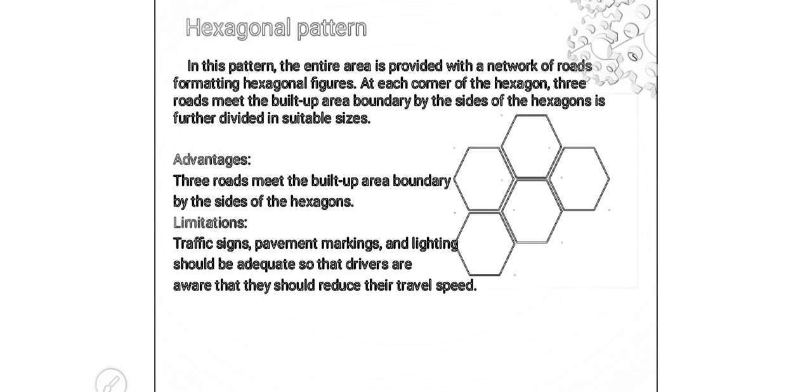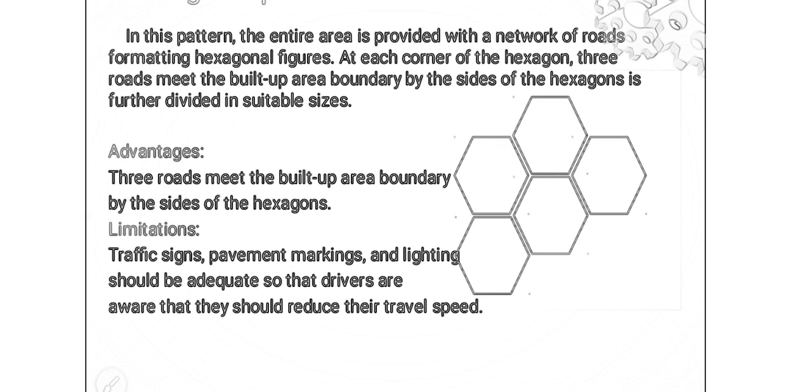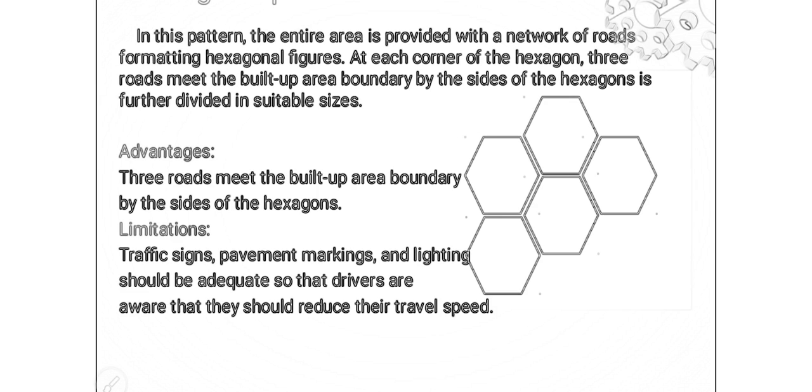speed. Similarly, hexagonal pattern. It is provided with a network of roads forming hexagonal figures. At each corner of the hexagon, three roads meet. The built-up area bounded by the sides of the hexagon is further divided into suitable sizes. Advantages: three roads meet the built-up area bounded by the sides of the hexagons. Limitations: traffic signs, pavement markings, and lighting should be adequate so that drivers are aware that they should reduce their travel speed.